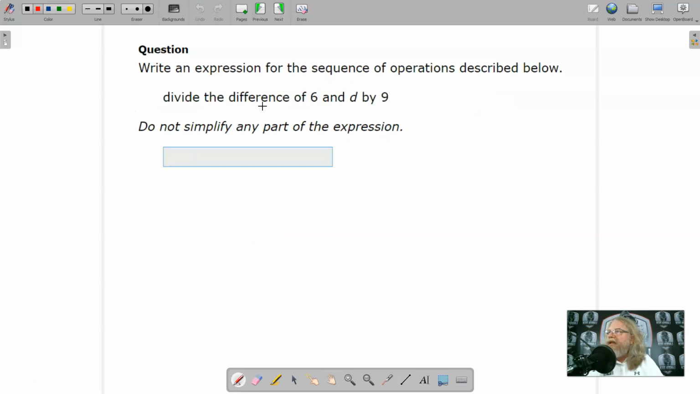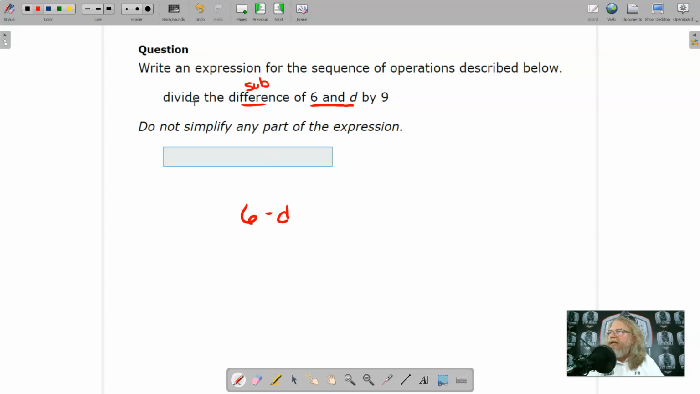The next one, divide the difference of 6 and d by 9. So we're talking about the difference of 6 and d. Well, let's deal with that first. That's 6 minus d. Now, in this case, difference is subtraction, right? We're going to subtract, the word difference. And they gave it to us in the order of 6, then d. So the difference of 6 and d would be 6 minus d.